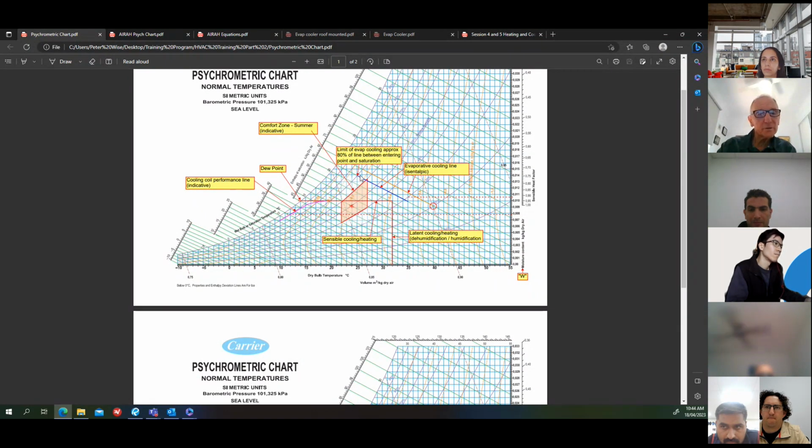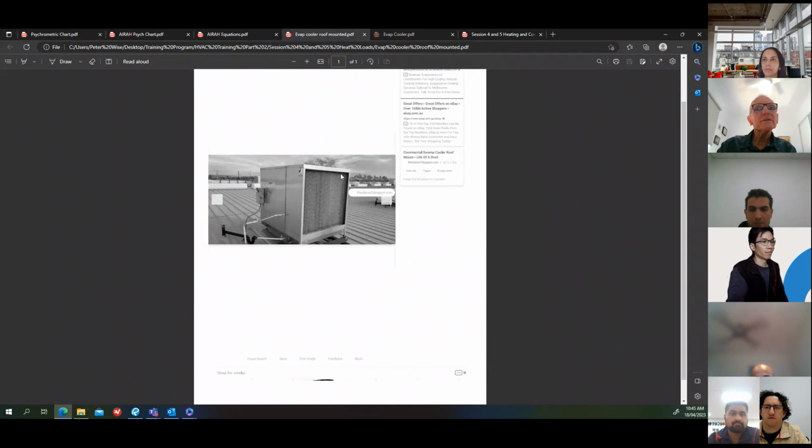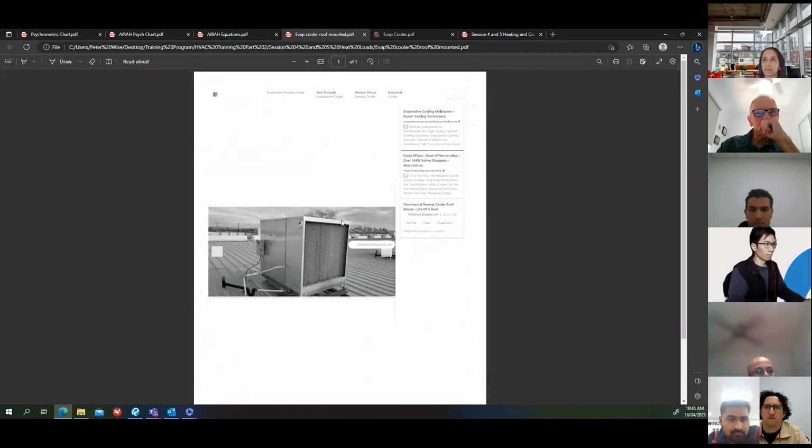It's great. It's really cool. But it has a high humidity and you need to get that air out. So I'll just put that in for interest. So I've got some pictures of, here's an evaporative cooler sitting on a roof. This is more of a commercial style.